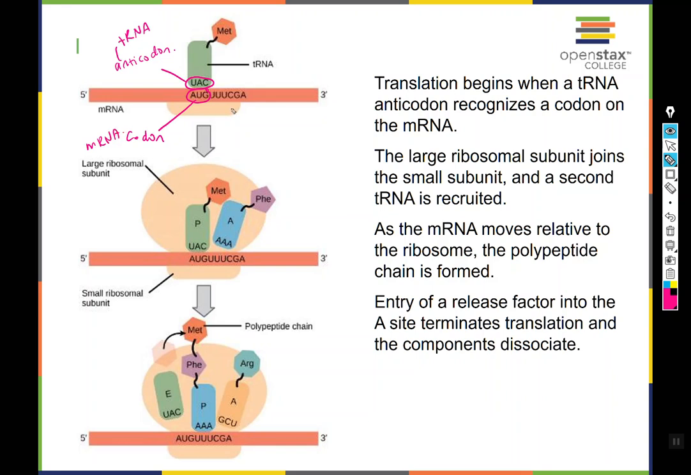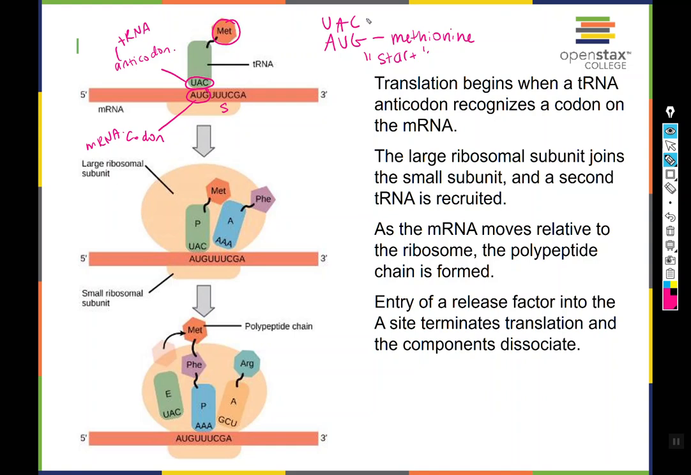Okay, so we have the small ribosomal subunit down here, and then the first tRNA is going to land on the start codon. So AUG stands for methionine. It codes for that. And it also is the begin-translating-here codon. So we call it the start codon. So we can see here's methionine being carried by this tRNA. And the tRNA has an anticodon that is complementary to AUG, so UAC.